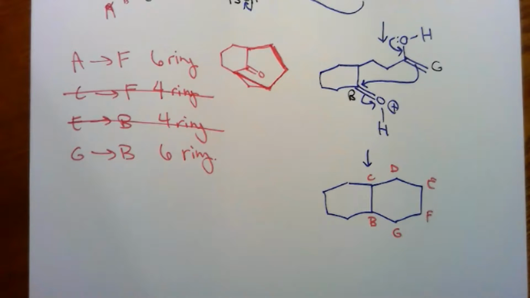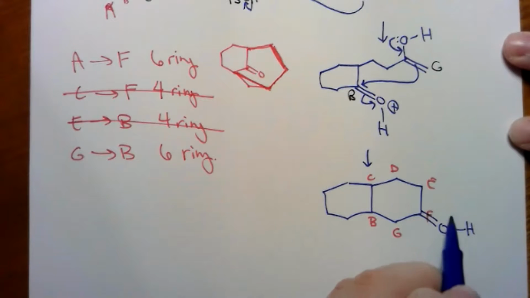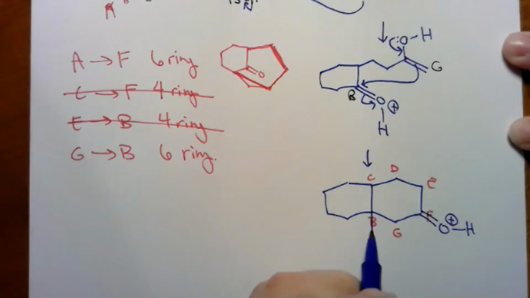We'll put those other letters on there in red for good measure. Carbon F should have a doubly bonded oxygen with a hydrogen still on it. Carbon B should have an OH.